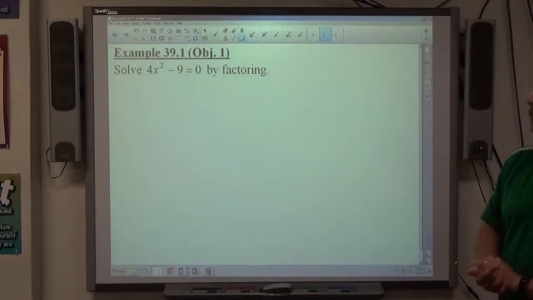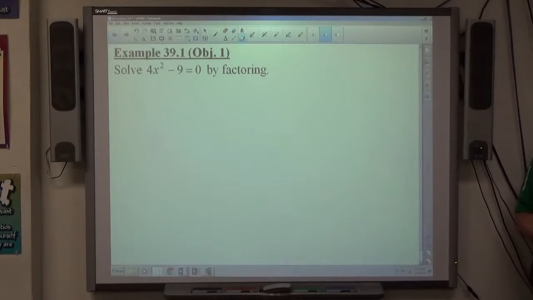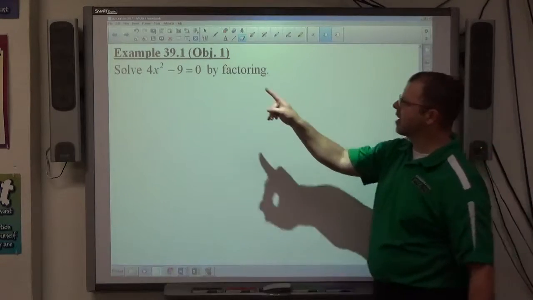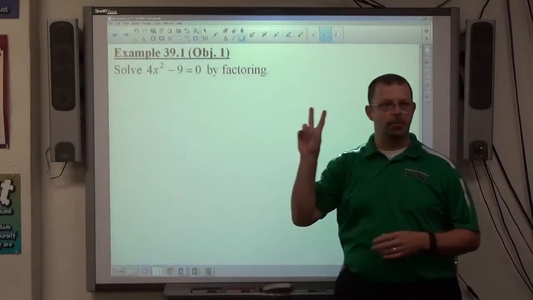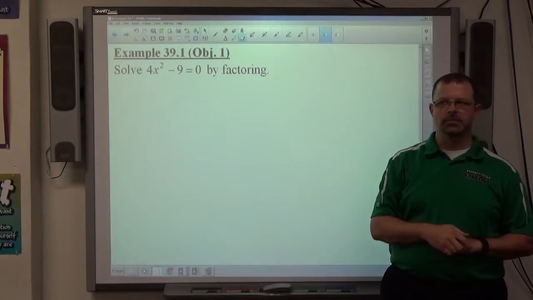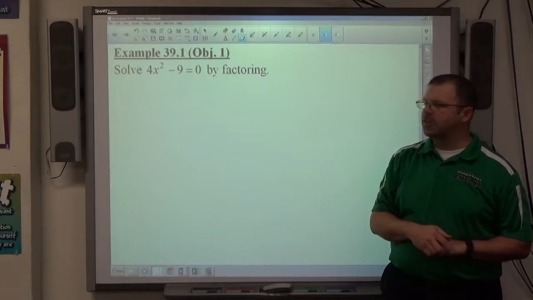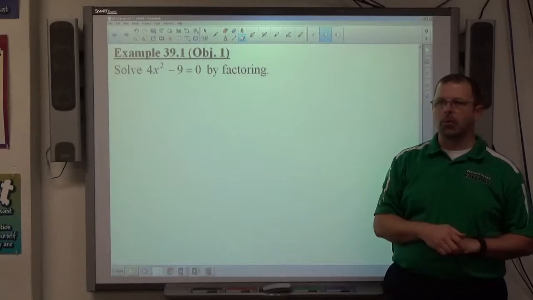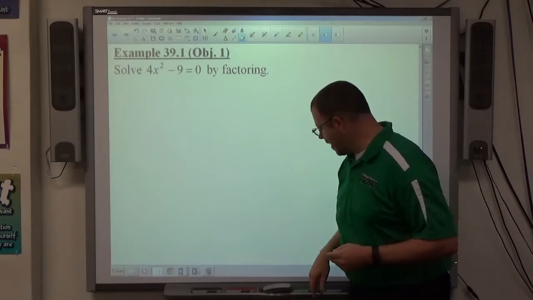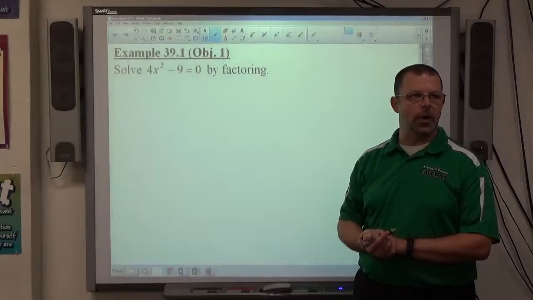Example 1, solve 4x squared minus 9 equals 0 by factoring. I want you to notice this is a quadratic function. It's got x to the second power, which means we can expect possibly two answers. Also, I noticed that there's no x to the first power term on it, which is important. That makes it, if factorable, a difference of squares issue.